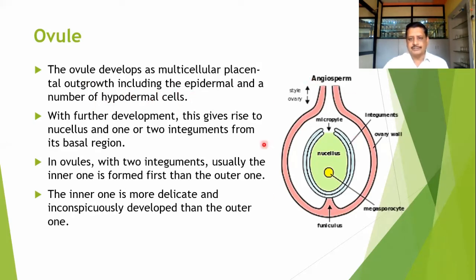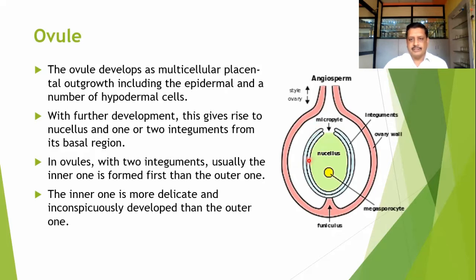This is the typical structure of the angiosperm ovule, where at the center the development of the megaspore takes place. This is the micropylar opening, and this is the funiculus. This is the typical structure of the ovule of angiosperms. So it is developed from the multicellular placental outgrowth, including the epidermal and a number of hypodermal cells. This gives rise to the nucellus and one or more integuments from the basal region.